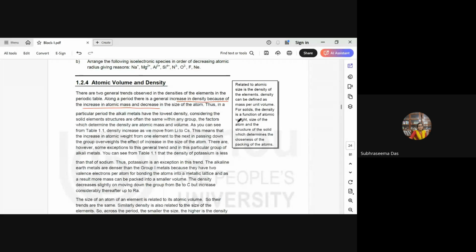In a particular period, the alkali metals have the lowest density. Considering the solid element structures, they are often the same without any group.